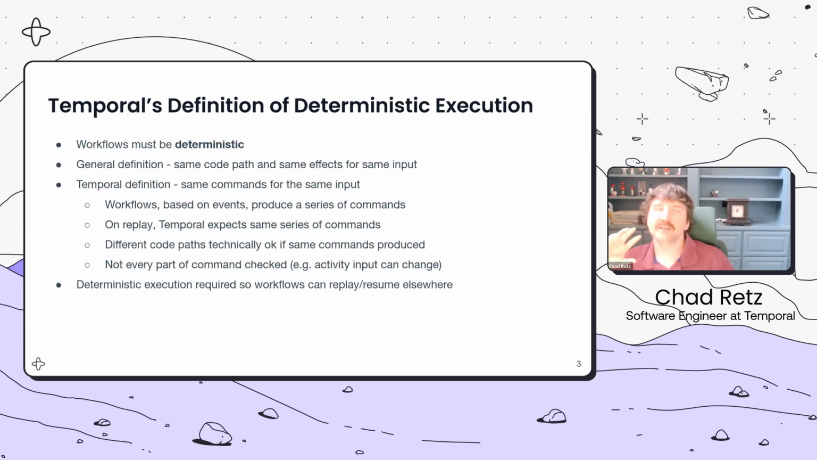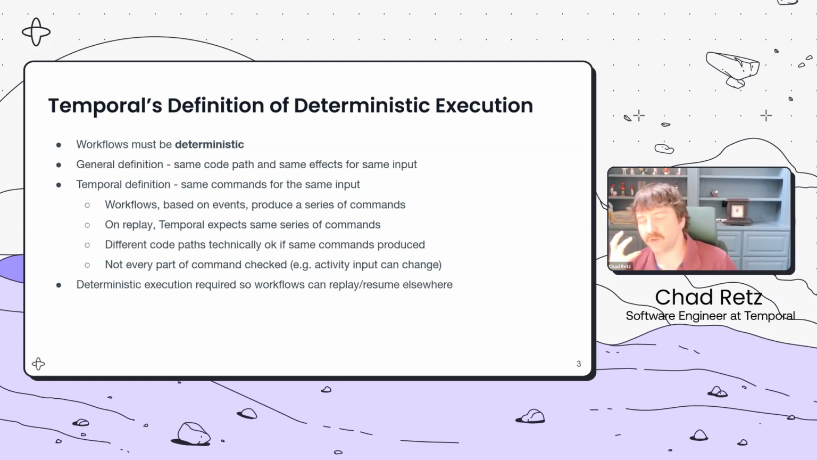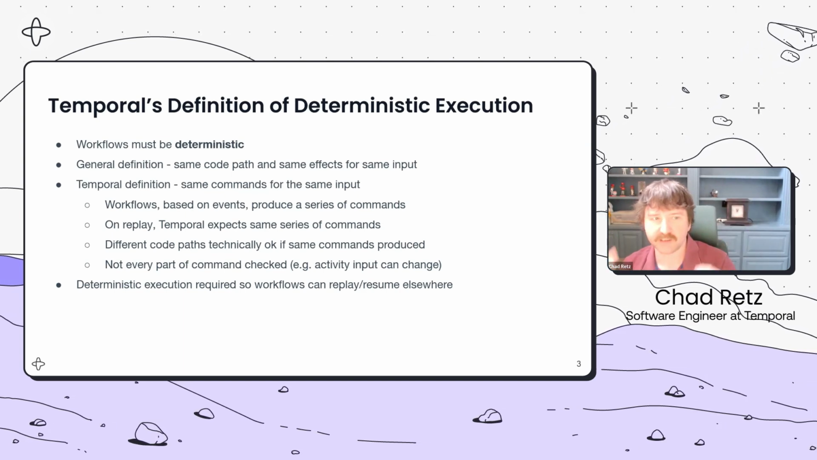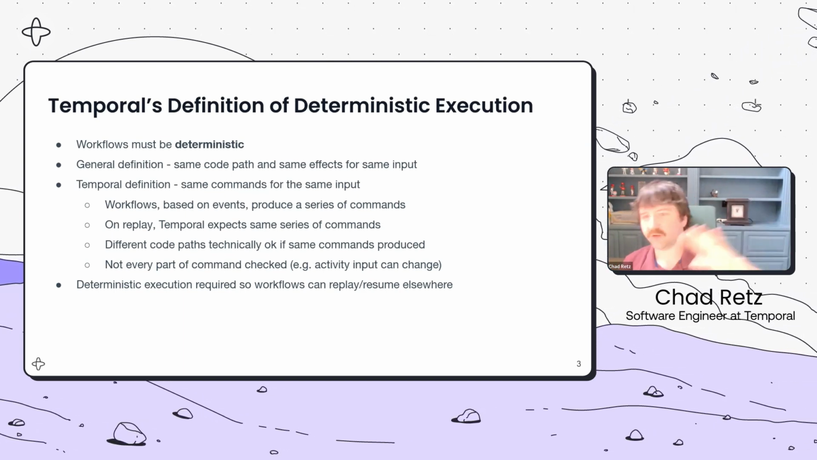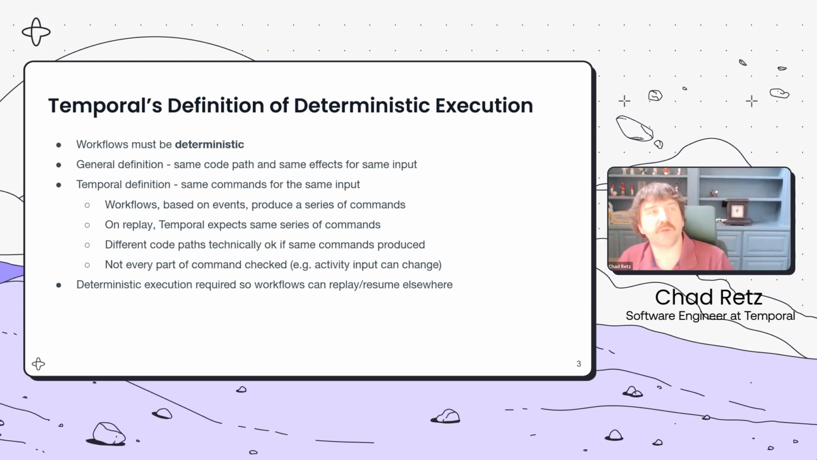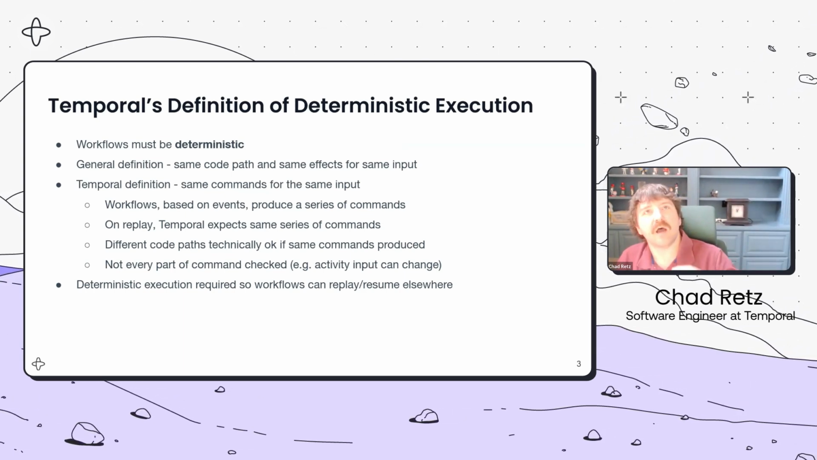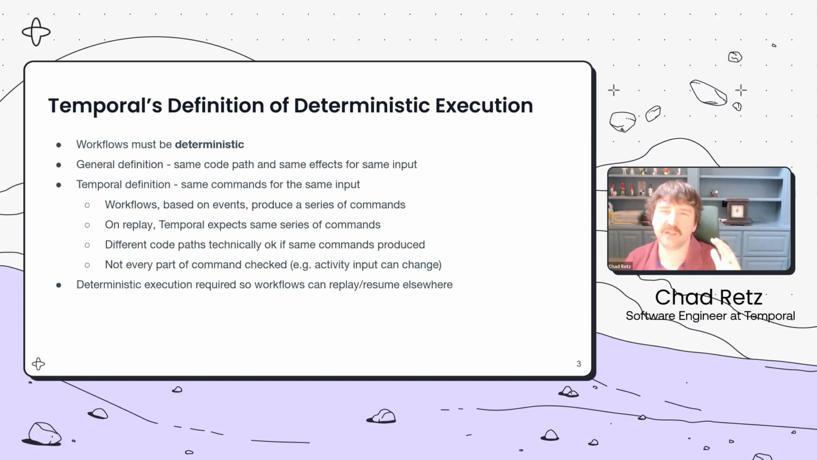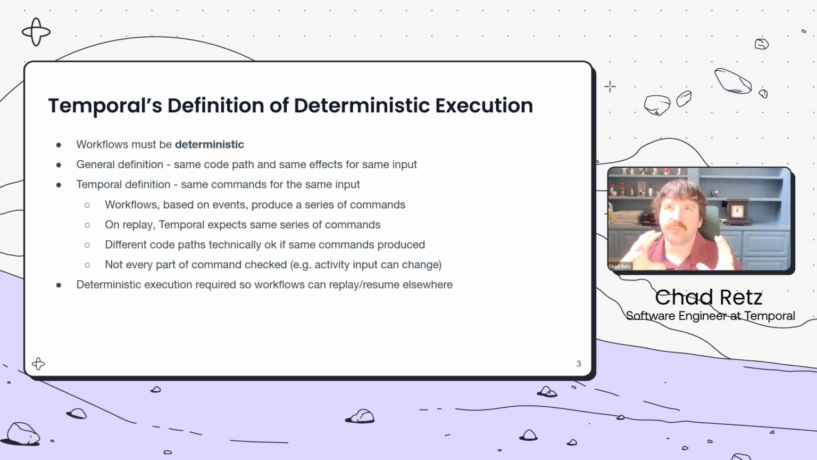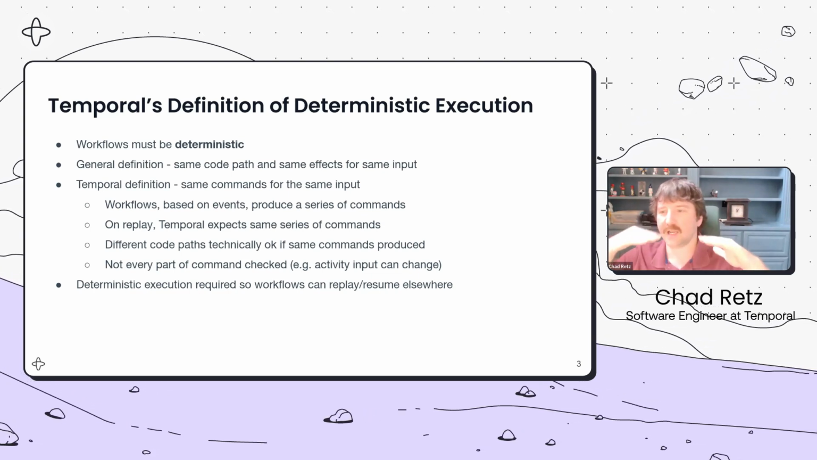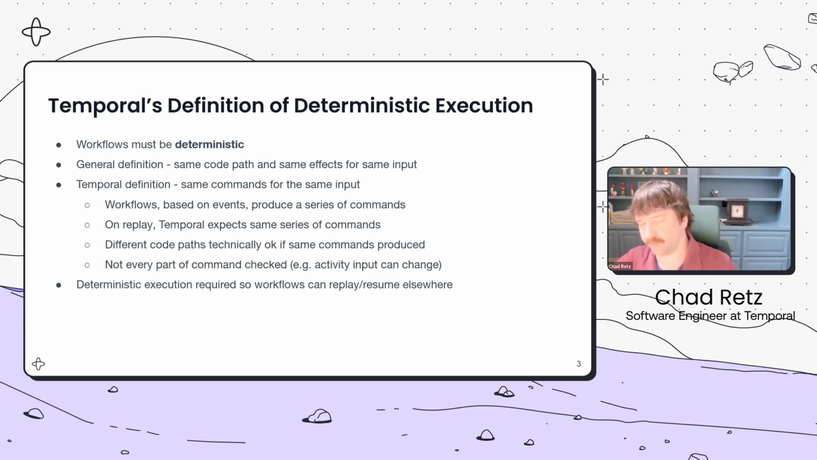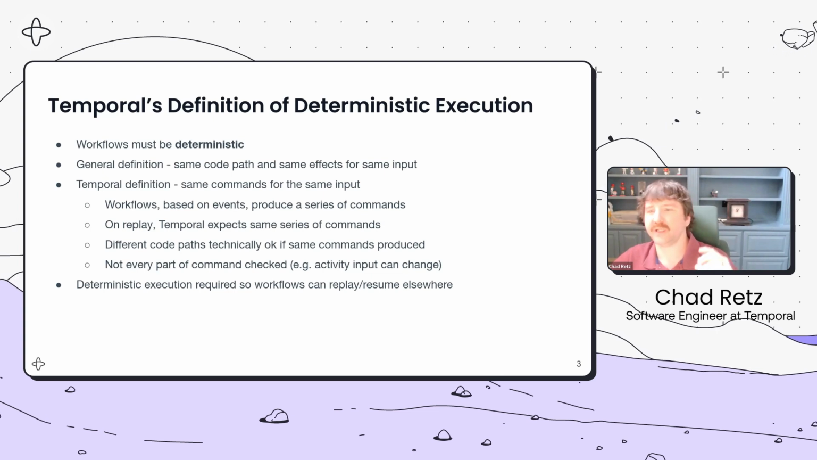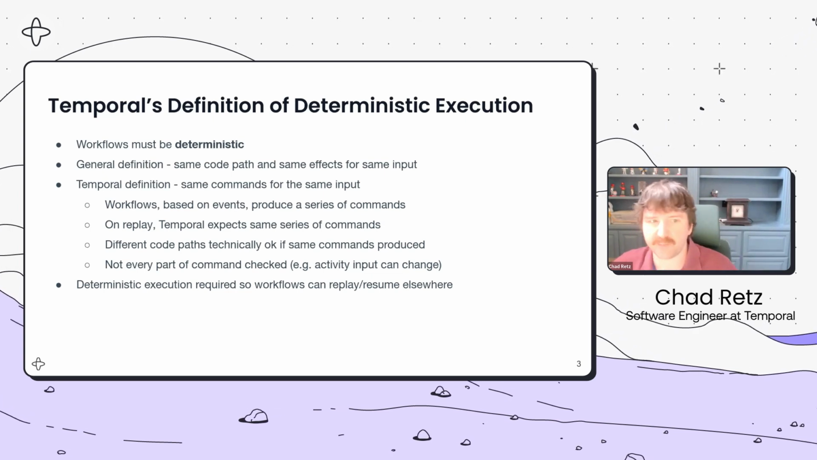So what is deterministic execution as far as Temporal is concerned? Not activities, just workflows have to be deterministic. They have to be deterministic so that they can replay and resume on other workers without loss. Now, if you go to Wikipedia or something like that, you read the definition of determinism. It's that the same code paths and the same effects have to happen for the same input. At Temporal, it's a little more nuanced and a little more vague, but it's essentially the same commands have to happen for the same input.